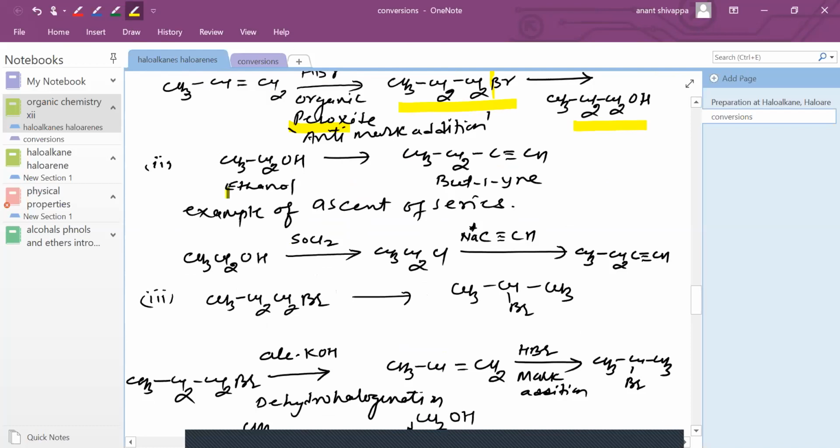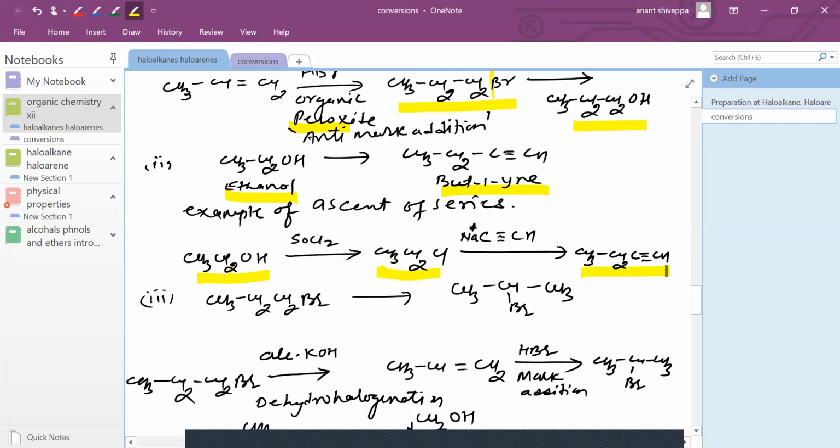So this is ethanol to but-1-yne. So ethanol has 2 carbons, but but-1-yne has 4 carbons. So this is an example of ascent of series. And but-1-yne means alkyne. So definitely the conversion should be through acetylide. So example of ascent of series. So you know the best way of converting alcohol to alkyl halide is when it is treated with SOCl2. So alcohol is converted into alkyl halide through SOCl2, CH3CH2Cl. Then it is treated with sodium acetylide to give but-1-yne.